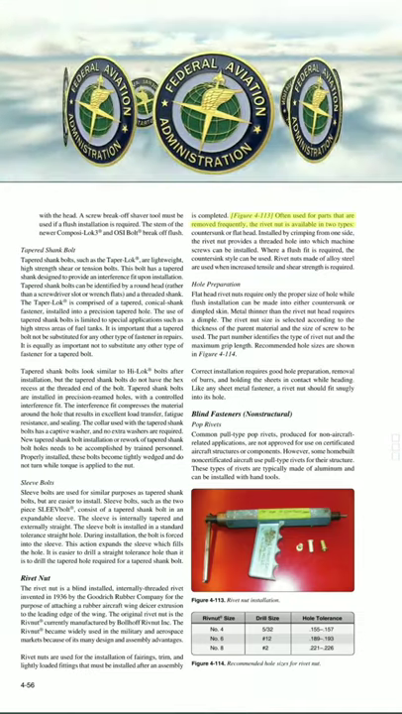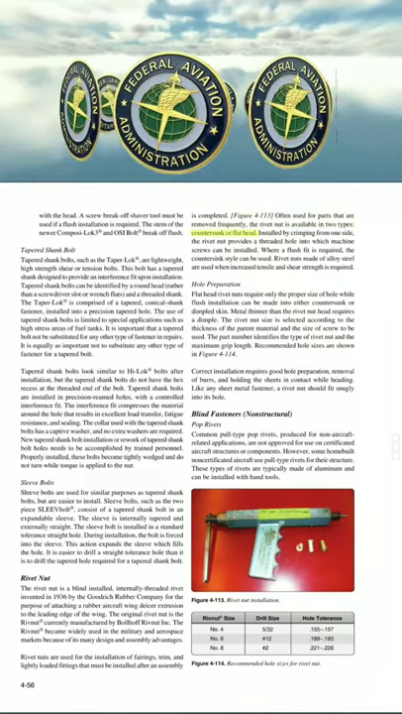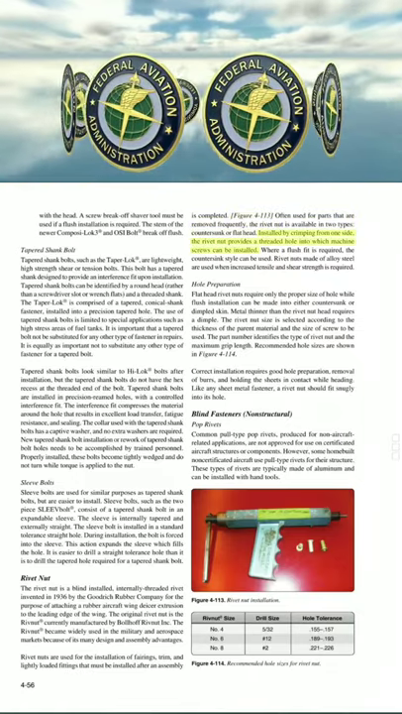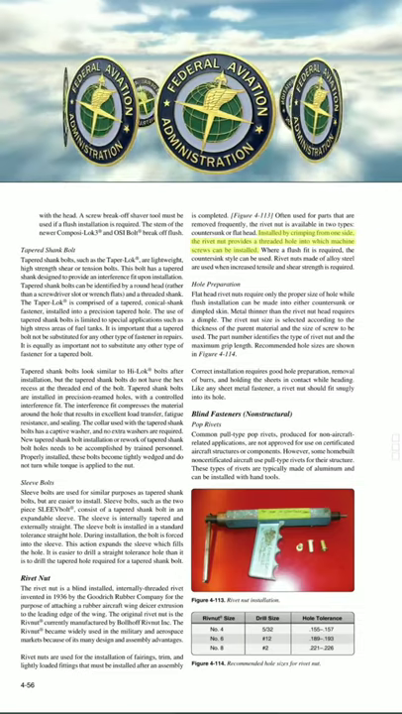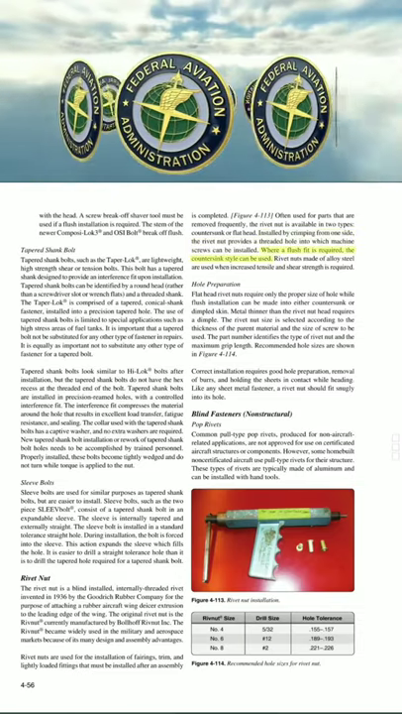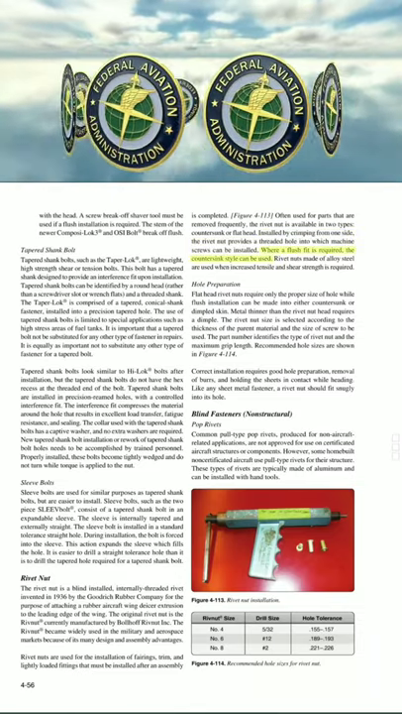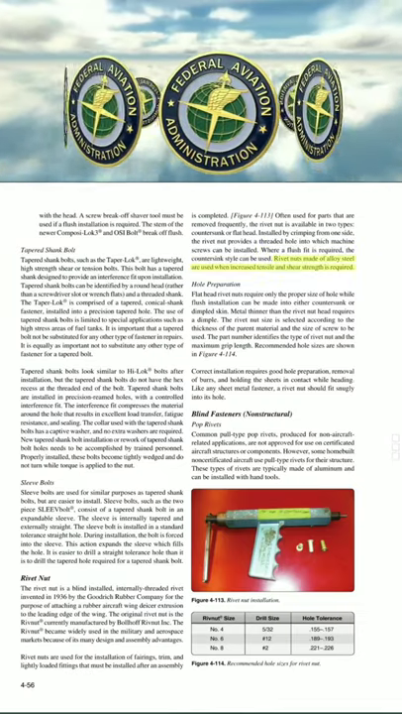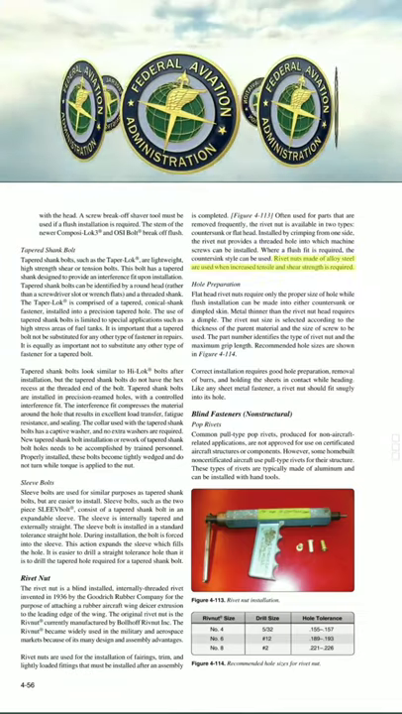The rivet nut is available in two types, countersunk or flathead. Installed by crimping from one side, the rivet nut provides a threaded hole into which machine screws can be installed. Where a flush fit is required, the countersink style can be used. Rivet nuts made of alloy steel are used when increased tensile and shear strength is required.